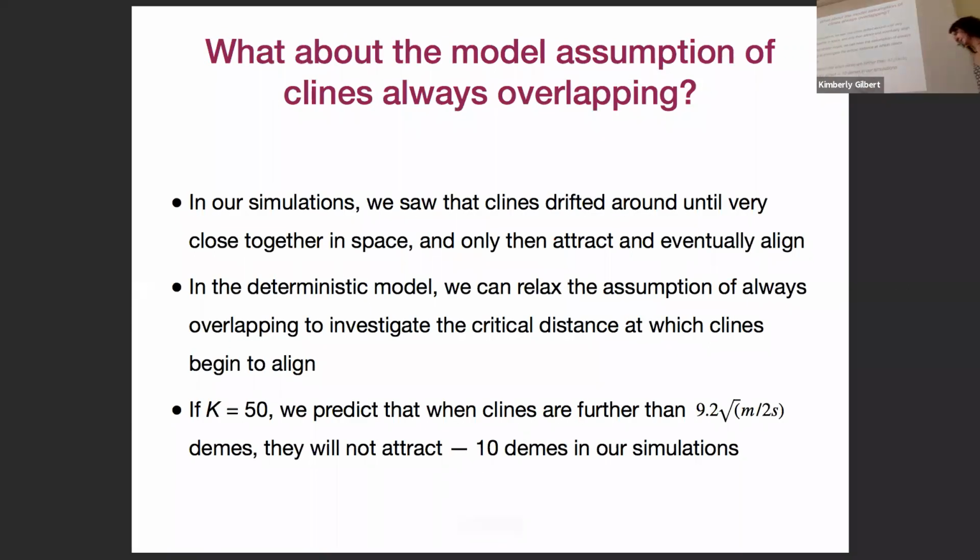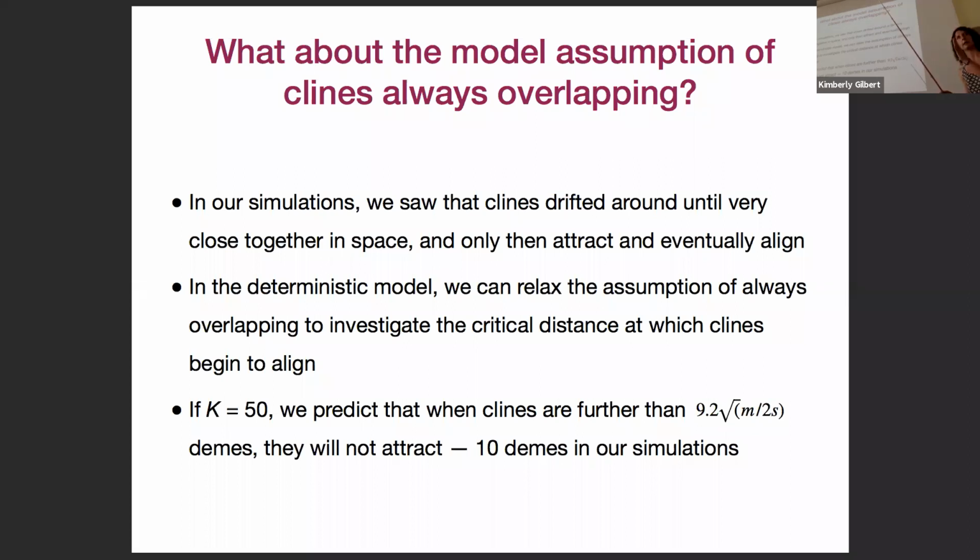And so probably you're thinking, well, what about your assumption of these clines always overlapping? This is not realistic at all. I also said this at one point to Stefan and Antoine. But like I said, in the simulations, these clines are just drifting around until they happen to get close enough. So there is some critical distance apart at which they will eventually overlap and then align. But until that point, they are just drifting in space.